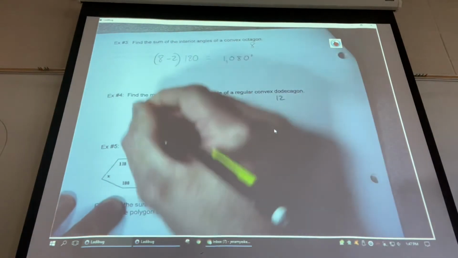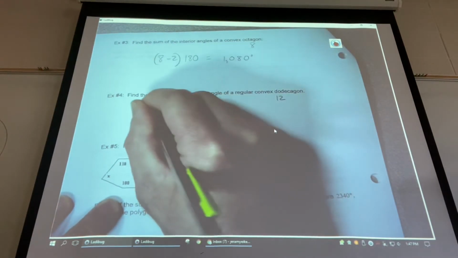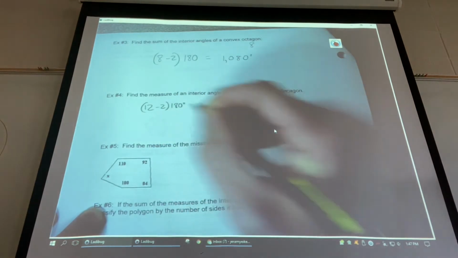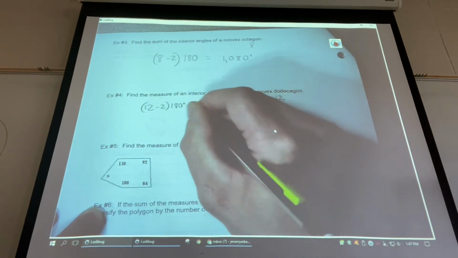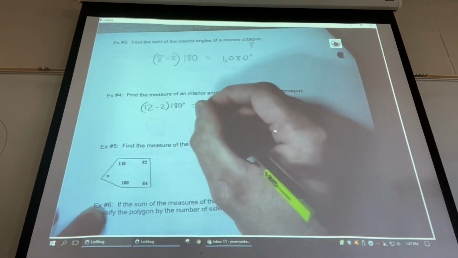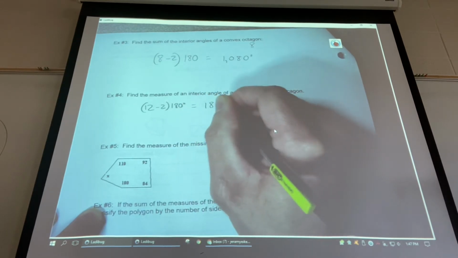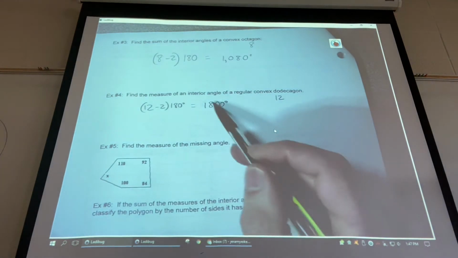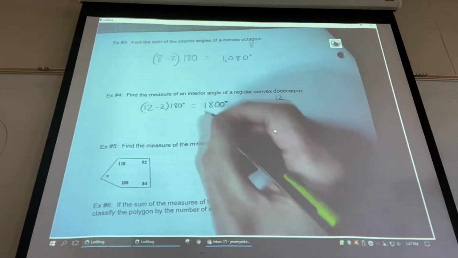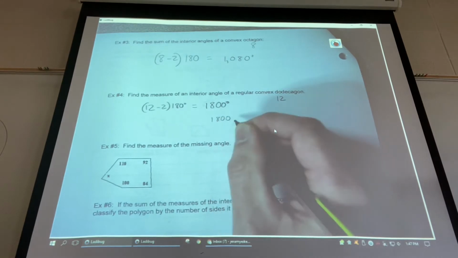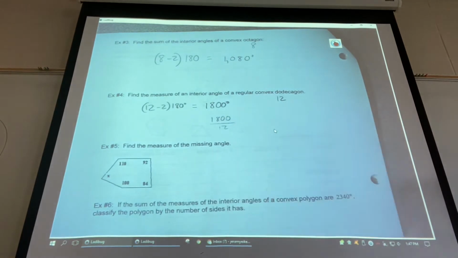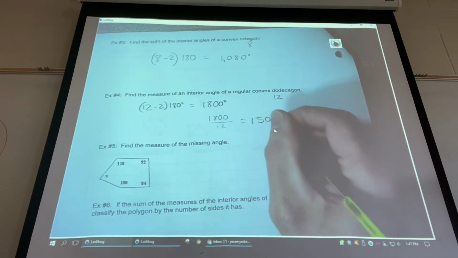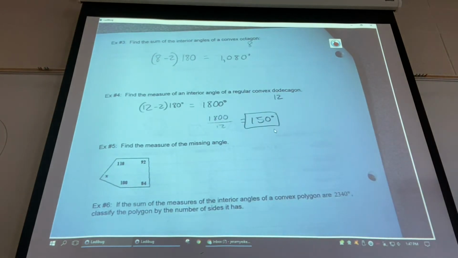Let's do it. I love it when a plan comes together. So this is the sum, but then to find each one, what do we do? Divide by 12. 150. 150 degrees is the measure of one of them. Very good, very good.